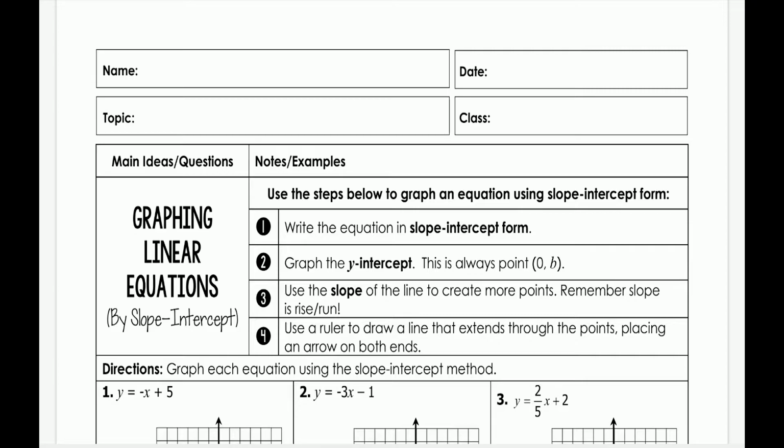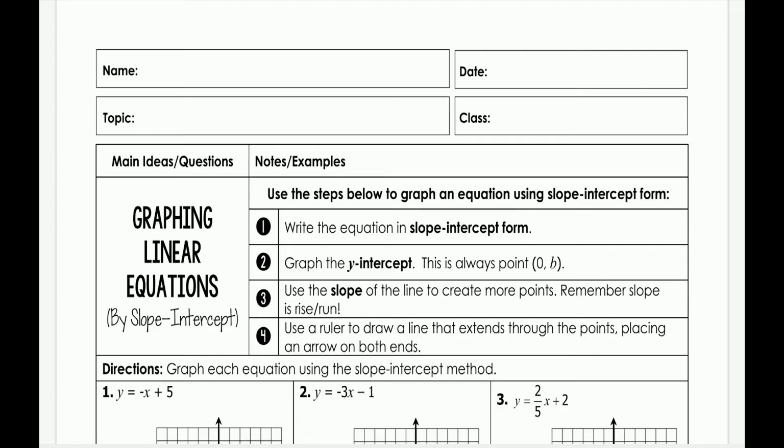So if you read, we have steps. The first step is to write the equation in slope-intercept form. The second is to graph the y-intercept. Remember that this is always the point (0, b). Then we're going to use the slope to create more points.